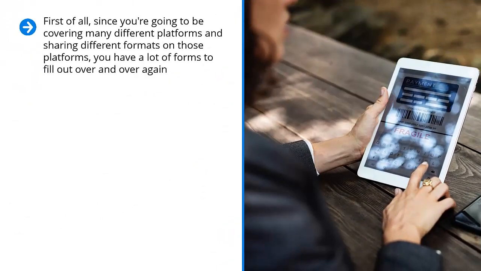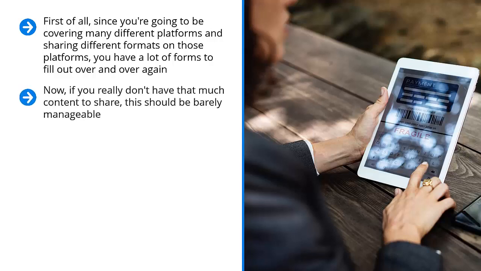First of all, since you're going to be covering many different platforms and sharing different formats on those platforms, you have a lot of forms to fill out over and over again. Sure, you may have created an account, one for each of those platforms, but submitting to those places requires you to fill in forms. Posting on Facebook involves form filling. Now, if you really don't have that much content to share, this should be barely manageable. But if you're looking to maximize your visibility by publishing on your social media accounts several times a day, you need to automate.